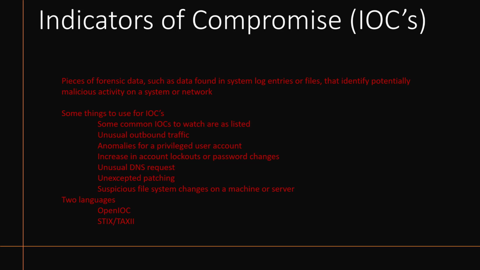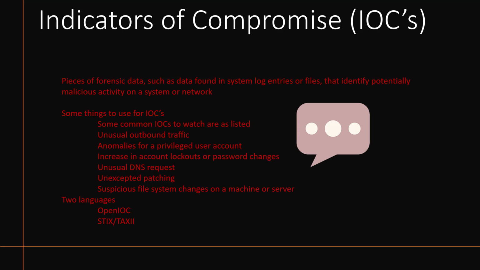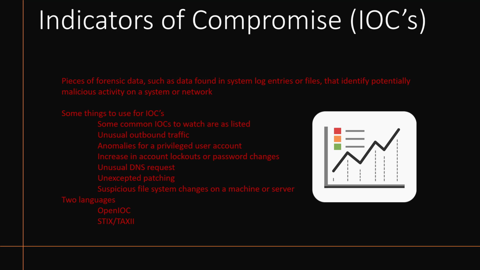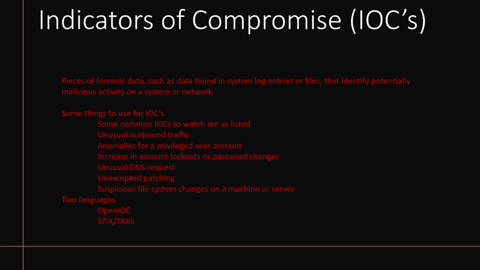Simple as that. So now that we've covered some malware types, let's jump into what IOCs are. Indicators of compromise are pieces of forensic data, such as data found in a system log entry or a file, that will identify potentially malicious activity on a system or network. Indicators of compromise will aid information security and IT professionals in detecting data breaches, malware infections, or other threat activity. By monitoring indicators of compromise, organizations can detect and act quickly to prevent breaches from occurring, or limit the damages by stopping attacks in the early stages.